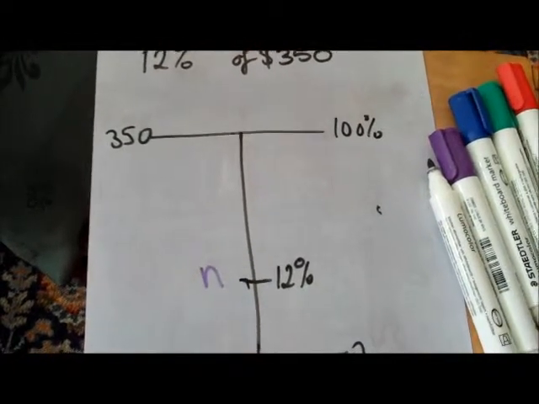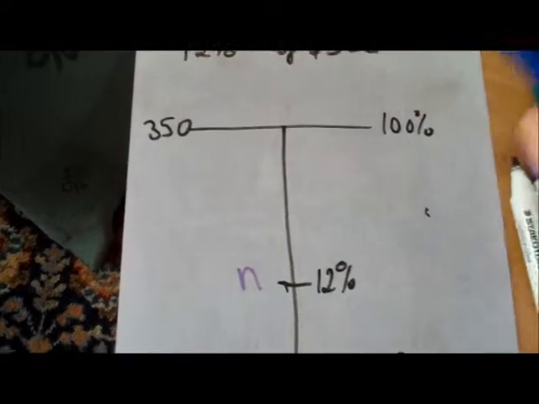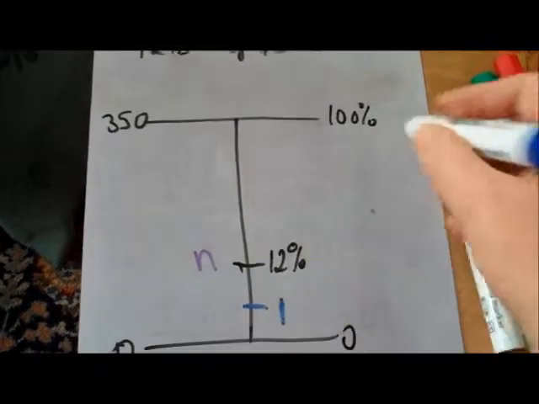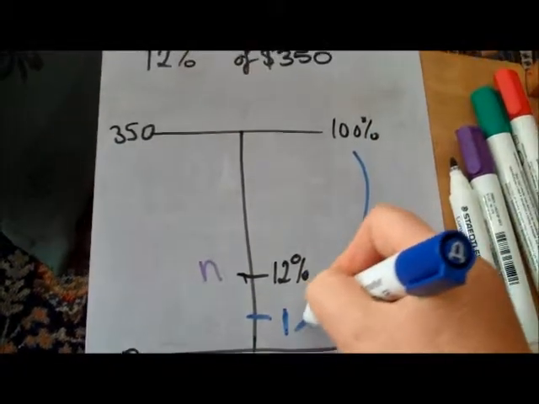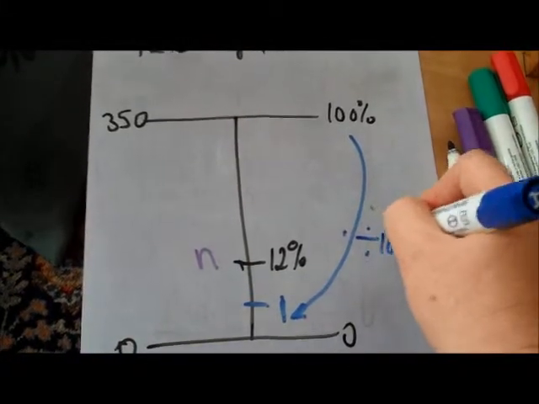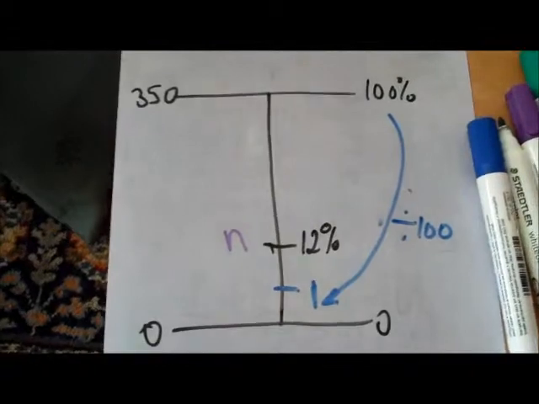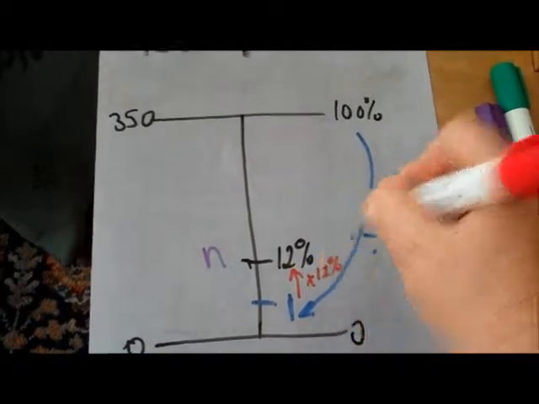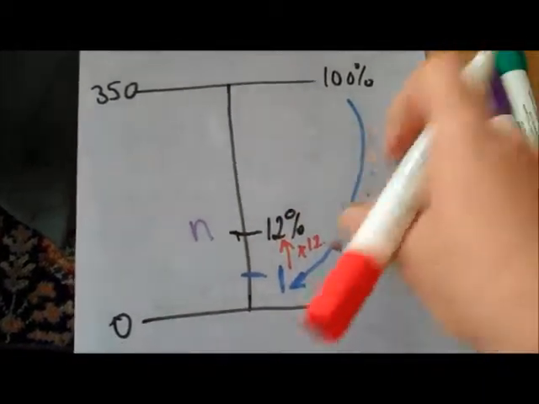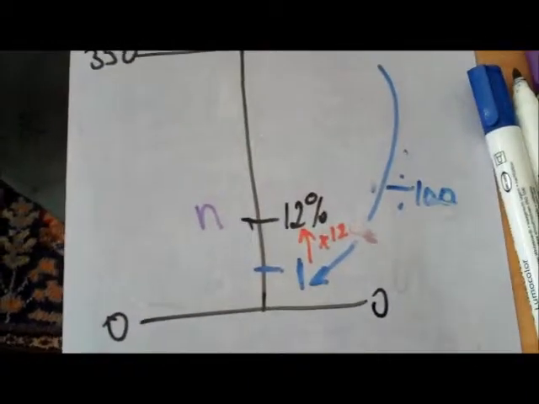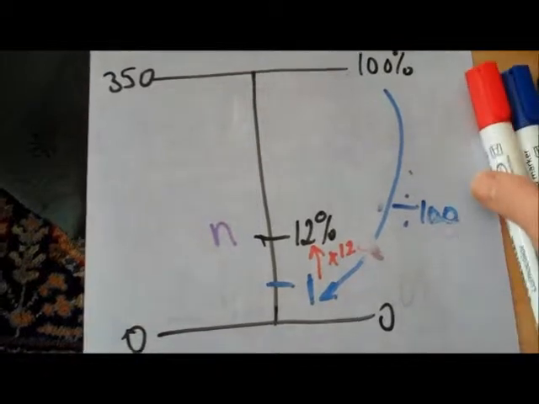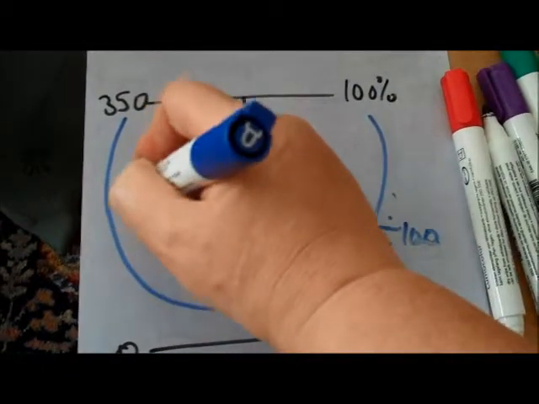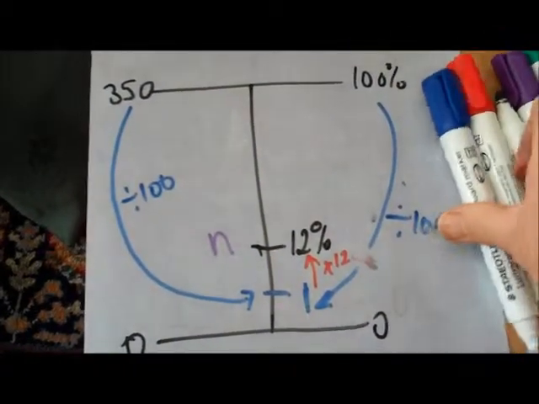So what's the first step? Well, we find out what 1%'s worth. And which side is the side that we're going to find the 1 on? It's on this side because I've got two values. So I can work out the 1 here. How did I go from 100 to 1? I divided by 100. And then what did I do? If I know what 1% is worth, I can work out what 12% is by multiplying by 12. So I'm going to do exactly the same to the other side. 350 divided by 100 and then multiplied by 12.